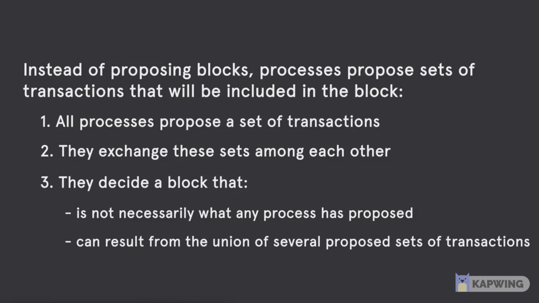To maximize performance, we want to include as many transactions as possible in the decided block. In particular, we need to accept all valid transactions, even when they are proposed by a Byzantine process. The idea is to use cryptography to check that a transaction is signed correctly to decide whether it can be included in the decided block.